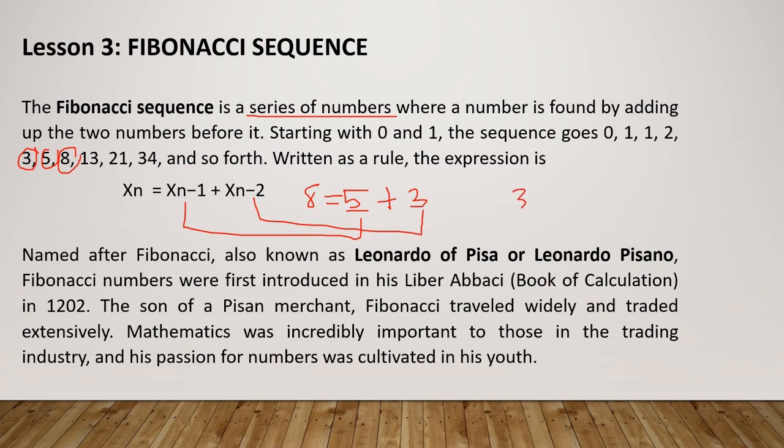Another example, let's say 34. We found 34 when we added 21 plus 13. That is a Fibonacci sequence. The Fibonacci sequence was named after Fibonacci, also known as Leonardo of Pisa or Leonardo Pisano.